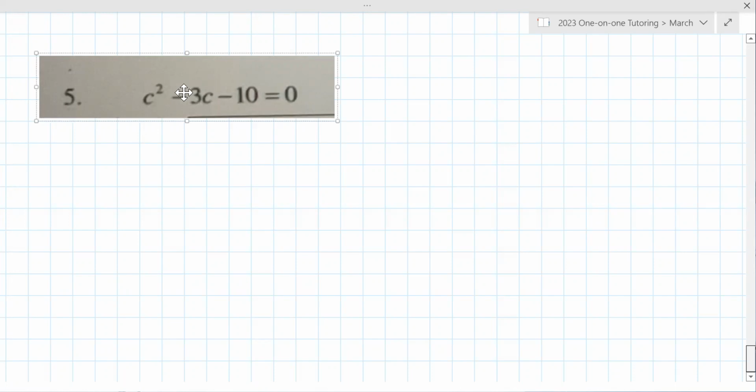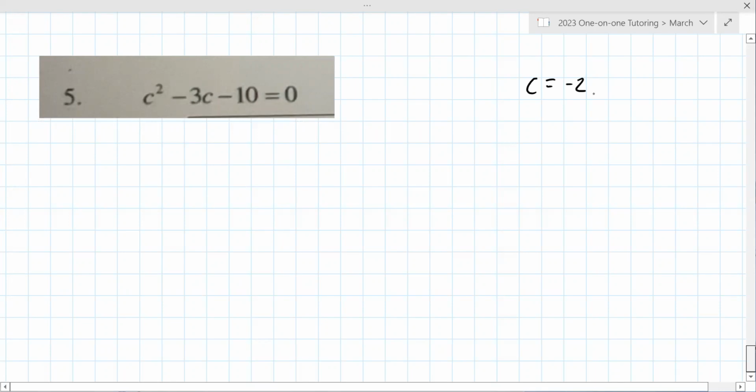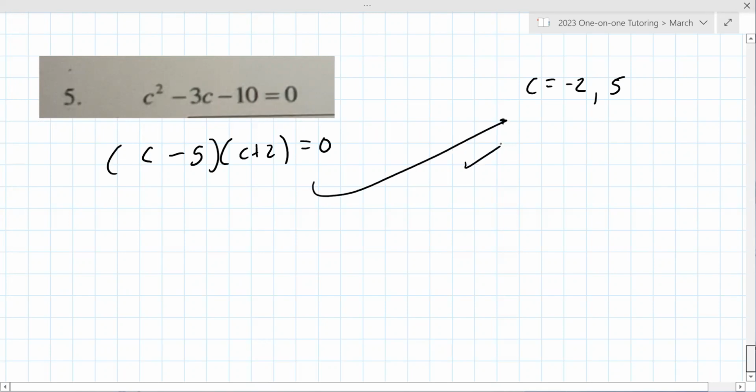I got C equals -2 and C equals 5. Okay, so sounds like you got C -5, C +2 equals 0, and those are correct. Very good. All right. Wait, did I miss some? Oh, I did miss some. Okay, we should have gone a little bit further here.